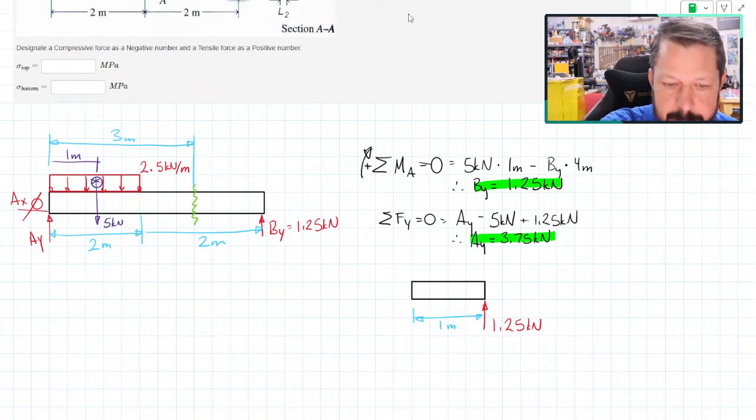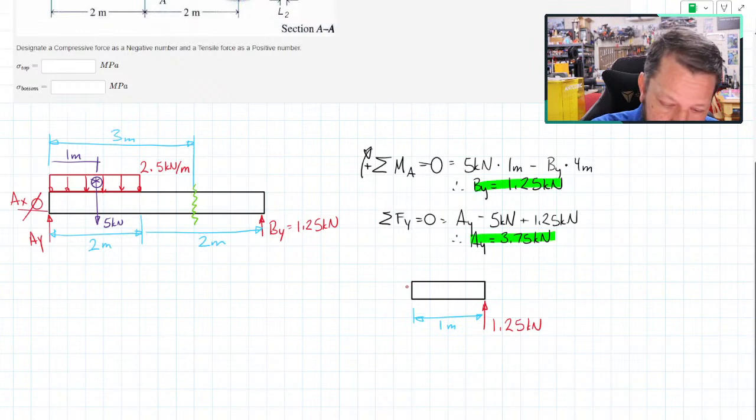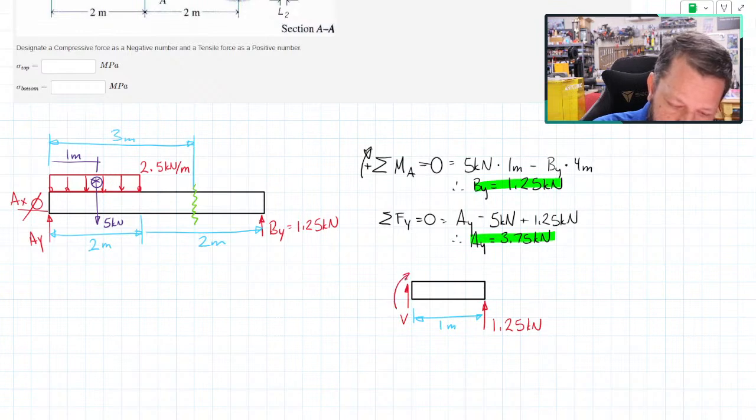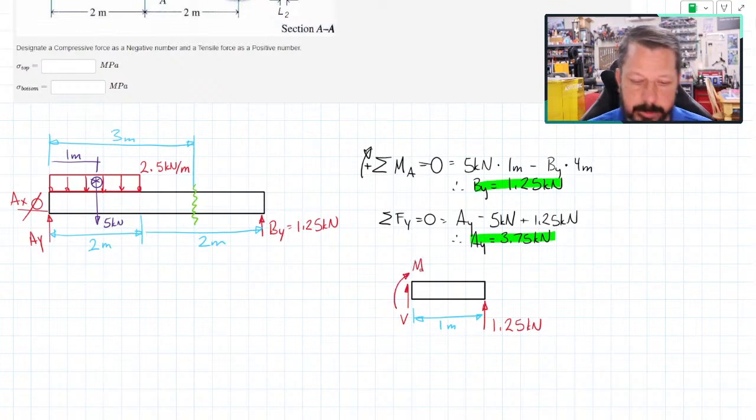And then I've got my internal shear, which I have a direction I have to draw. I have to draw it up. An internal bending moment, which I have to draw this way. And that's dependent on which free body diagram side I'm drawing.